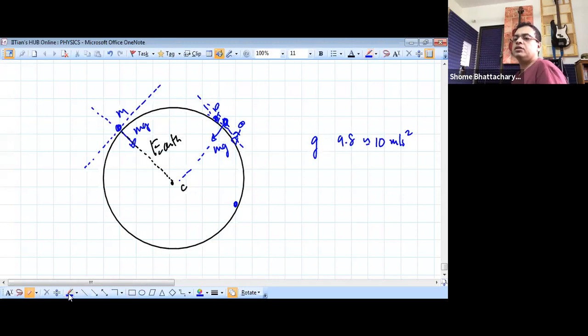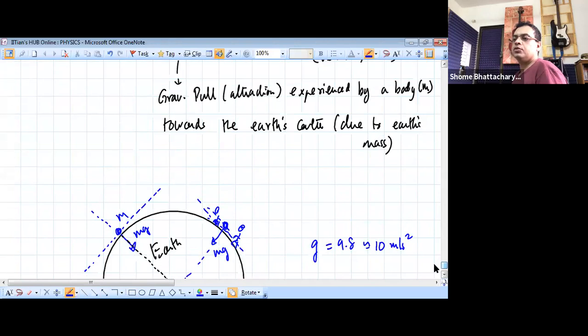But if you think about it, this is not the only gravitational force that you experience in your lives. This is the most predominant one because the mass of the Earth is huge. It's much, much larger than any other object. So that is why mg dominates a lot.